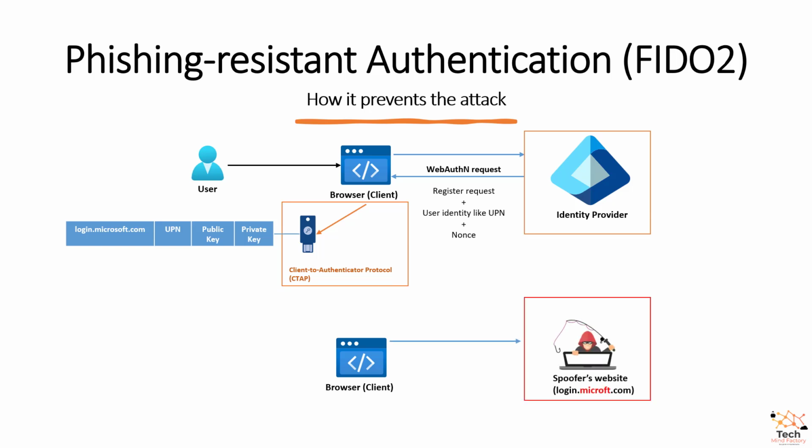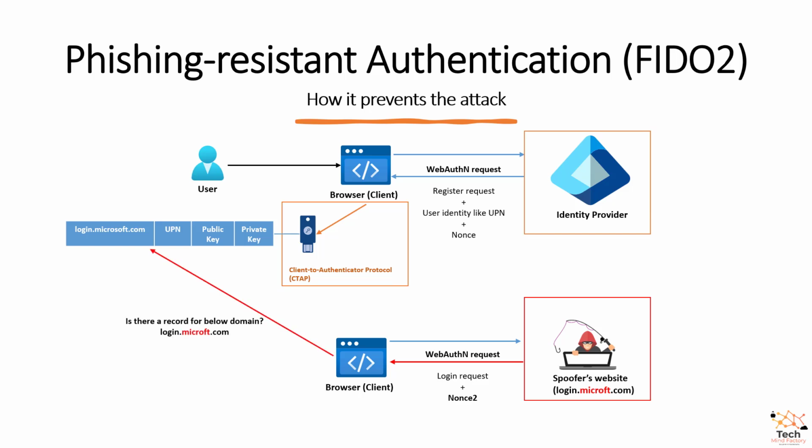So now, let's say that a spoofer created a website called loginmicrosoft.com. It's quite similar to login.microsoft.com, yeah? So now, let's say that this link was sent to the user. The user would like to sign in to login.microsoft.com. There is a WebAuthn request, a login request, and there is a nonce sent to the browser.